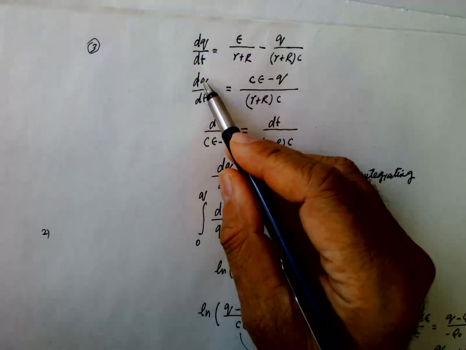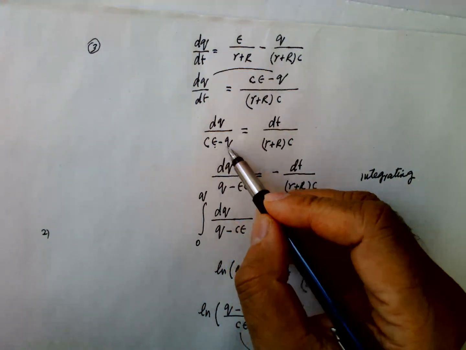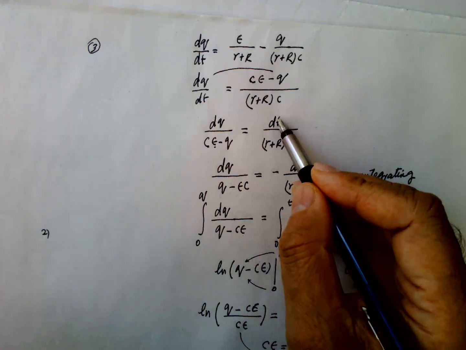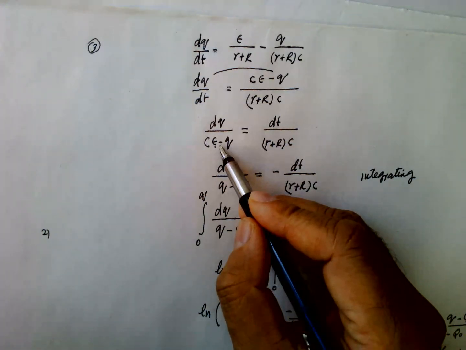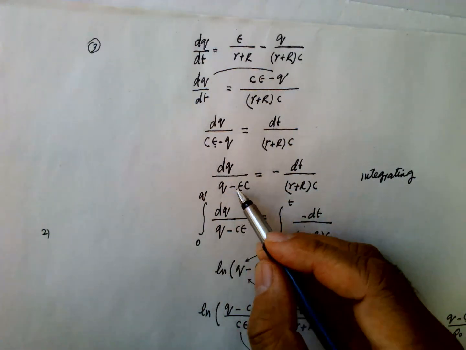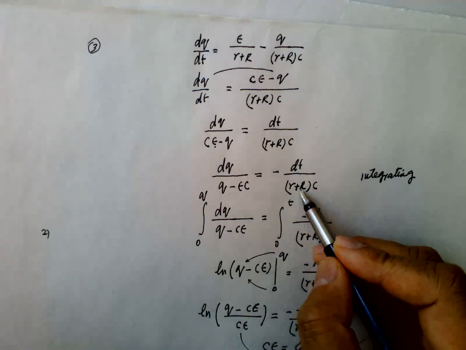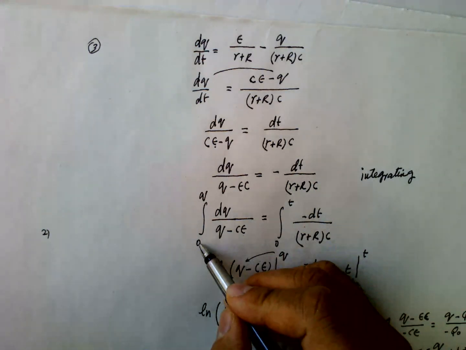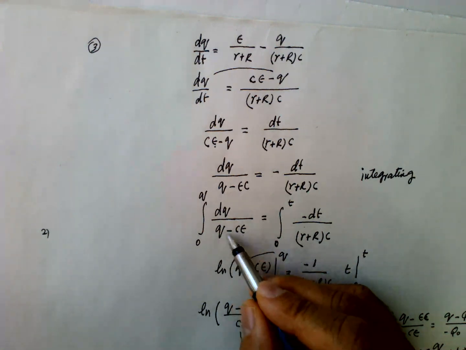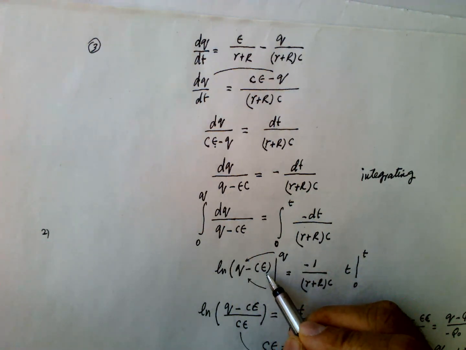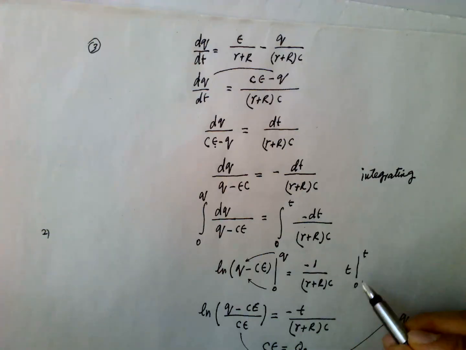Then take this one. These are the two variables. So dQ over C EMF minus Q, and dt over r plus capital R into C. That is a minus, so we take this as a negative: minus dt over r plus R into C. Now integration from 0 to Q for the charge and 0 to T for time. So this is equal to the natural log of Q minus C EMF, from 0 to Q, and this one will be just T, the constant, from 0 to T.